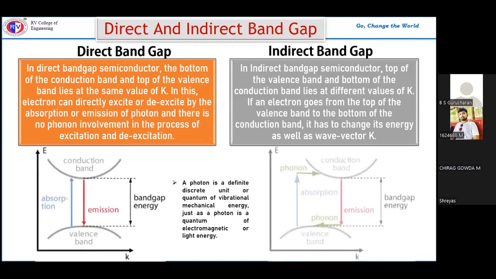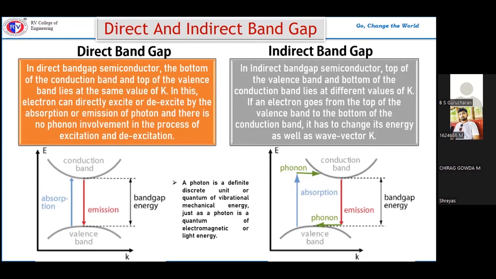As you can see, in direct band gap energy, the bottom of the conduction band and the top of the valence band lie at the same value of k. In this graph, you can see the y-axis represents the energy and the x-axis represents k. The k is related to the momentum of the particle. In direct band gap, the electron jumps from valence band to conduction band and stays there, and it also transfers from conduction band to the valence band, releasing a certain amount of radiative energy. This is the main part of the direct band gap.